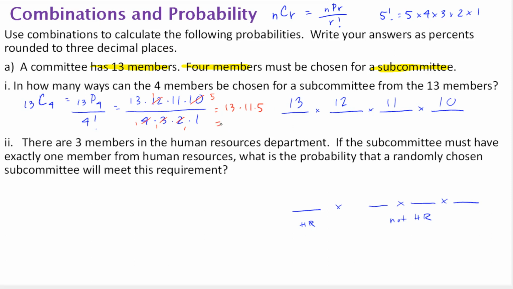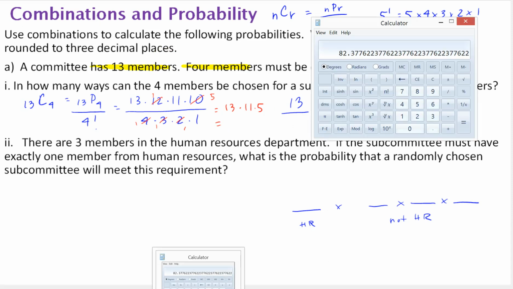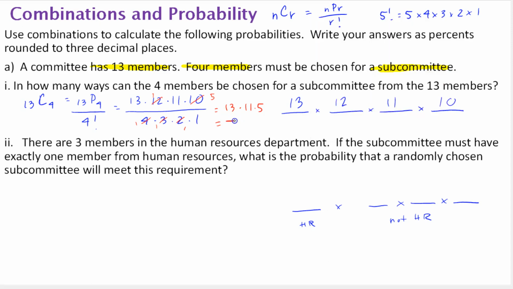And again, there's a button on your calculator that will do this directly, but I think it's useful to see how these multiply out. And we get 715 different ways we can make such a committee. And then we're going to use this as our sample space for the next few probability problems. So let's look at the next one.